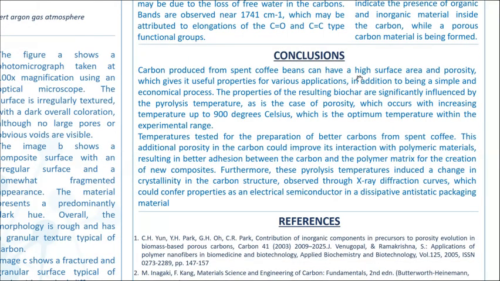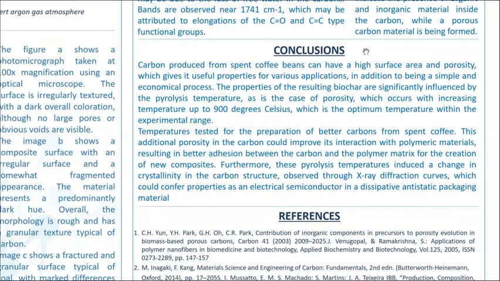In conclusion, it can be said that carbon produced from spent coffee beans can have a high surface area and porosity, which gives it useful properties for various applications, in addition to being a simple and economical process. The properties of the resulting biochar are significantly influenced by the pyrolysis temperature, as is the case of porosity, which increases with temperature up to 900 degrees Celsius, which is the optimum temperature within the experimental range of temperatures tested for the preparation of better carbons from spent coffee.